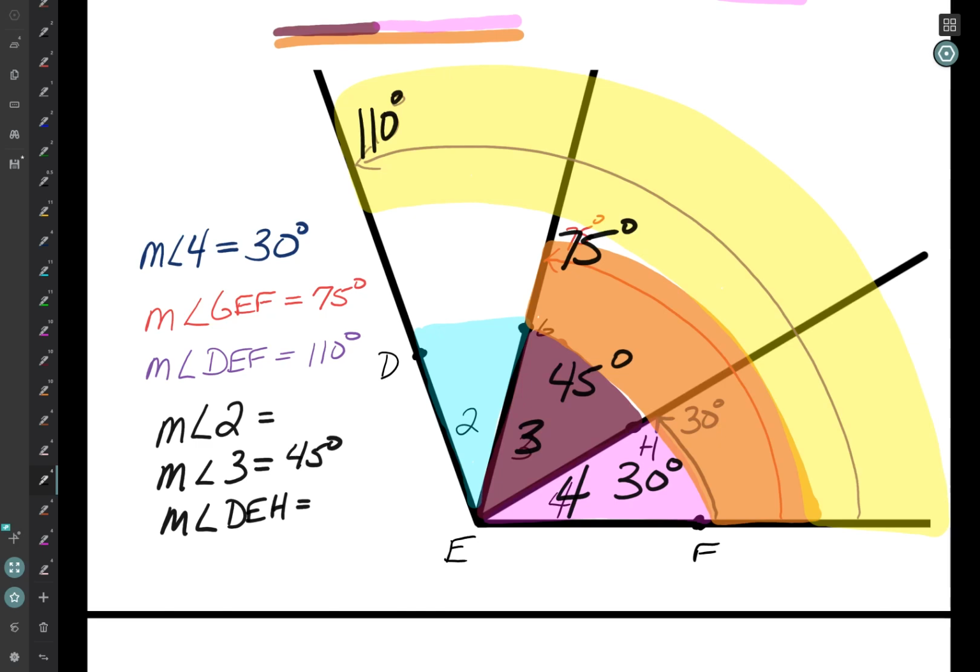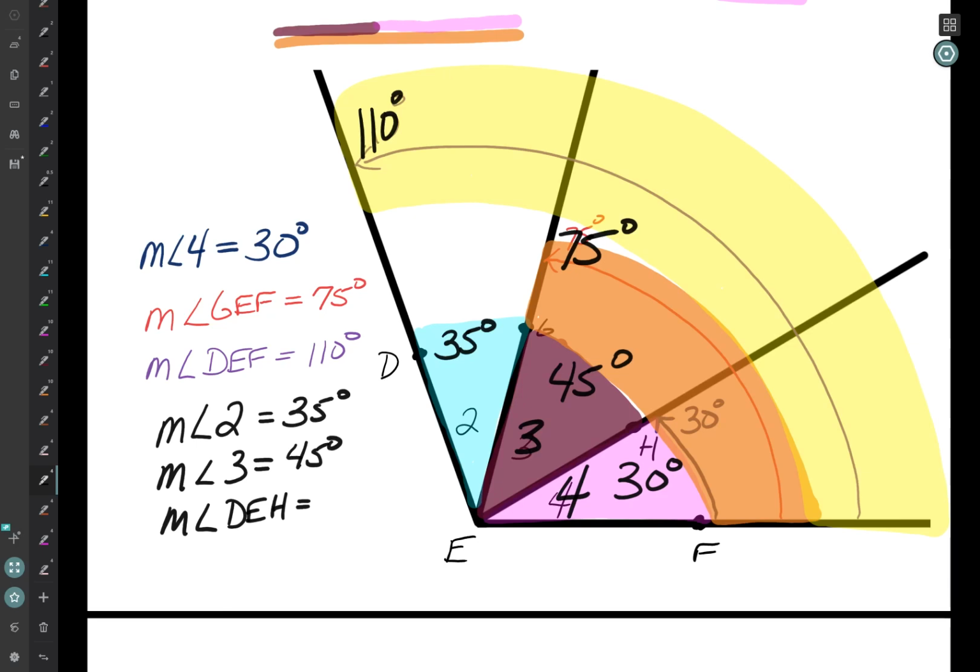If you had the yellow and you subtracted the orange, aren't you left with the blue? So 110 minus 75, what do you get? You guys tell me. 35. So angle 2 is 35 degrees.